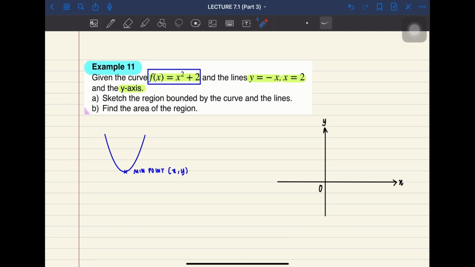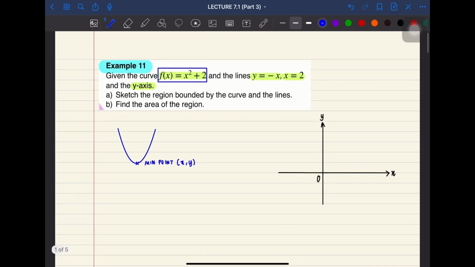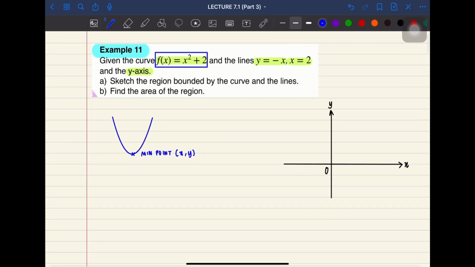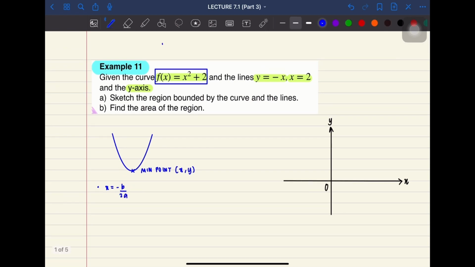Okay, so if calculator awak ada yang boleh cari terus minimum point dia, boleh terus cari. But if cannot, awak boleh manual je cari awak punya point minimum, which is using the formula x equal to negative b over 2a. Okay, so mana nak dapat b dengan a tu? Actually, from the general form, which is y sama dengan ax square tambah bx tambah c. This is general form untuk quadratic.